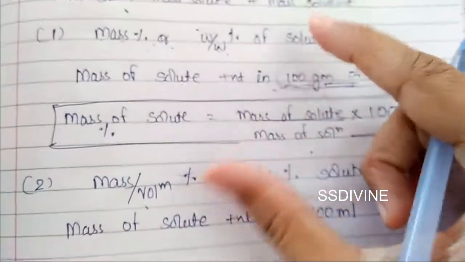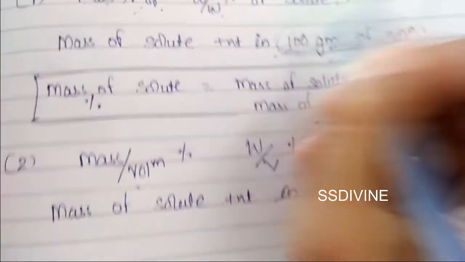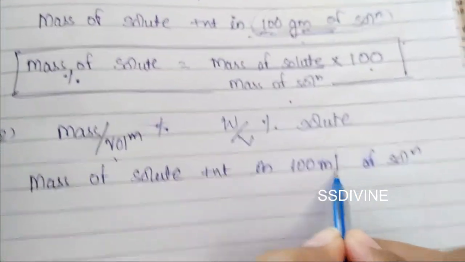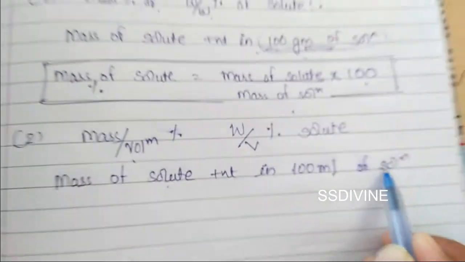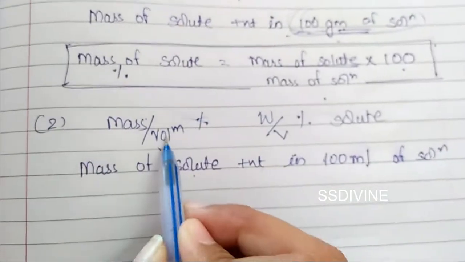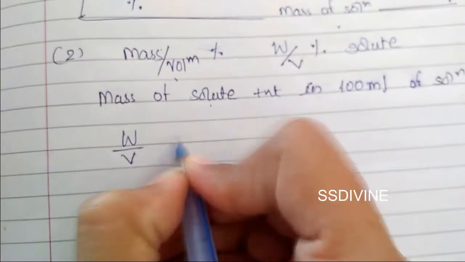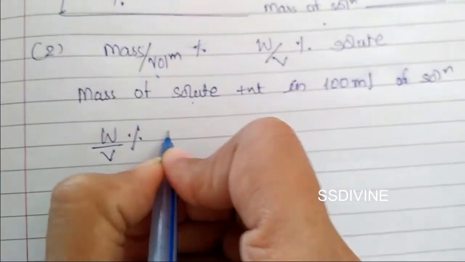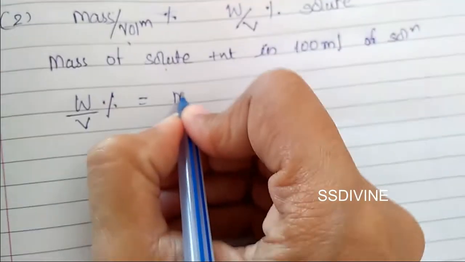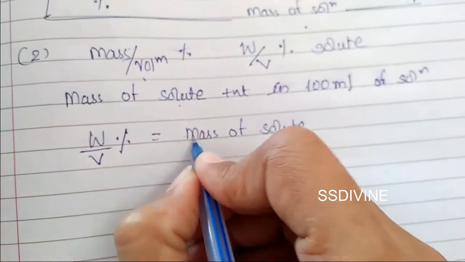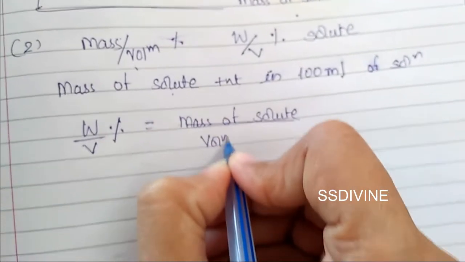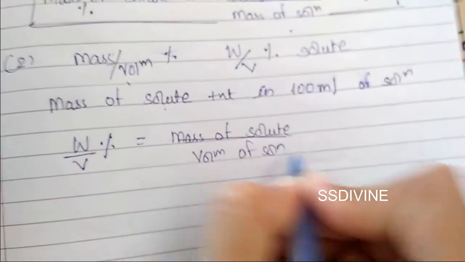Clear? तो एक minor change है. Here you were finding in mass, and here you are taking the solution in volume. So, mass of solute present in 100 ml of solution will give mass by volume percent of solute. So, the formula we will obtain is weight by volume percentage is equal to mass of solute upon volume of solution into 100.